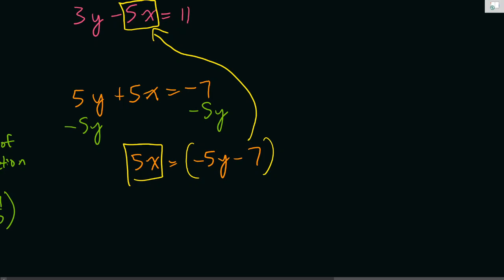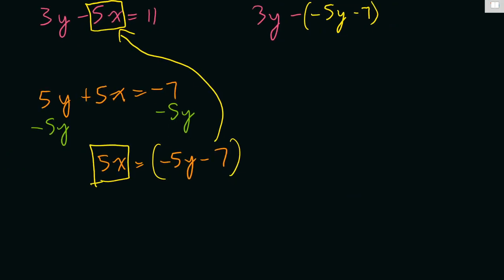So 5x equals this, which means that this 5x also has to equal that. Kind of cool, eh? So you don't need to necessarily isolate the variable. If you notice your coefficients are exactly the same, you can save yourself some steps. So if I then do the substitution, I'm going to get 3y minus, now notice the minus is still there, the minus is important, but this whole 5x I can now replace. That whole 5x is negative 5y minus 7, because this 5x is negative 5y minus 7. And this equals 11. That's the rest of our equation.